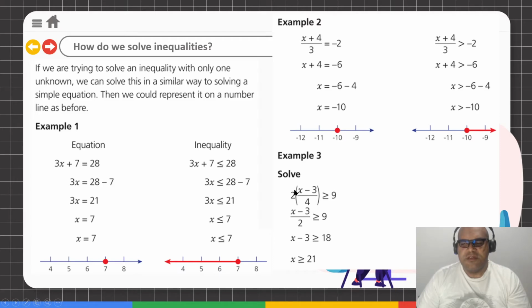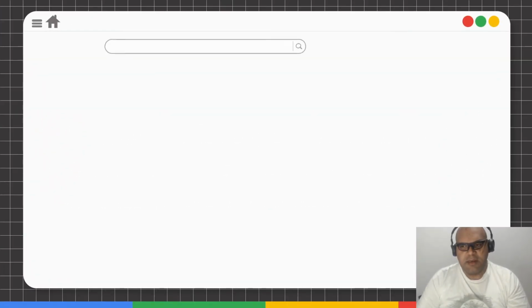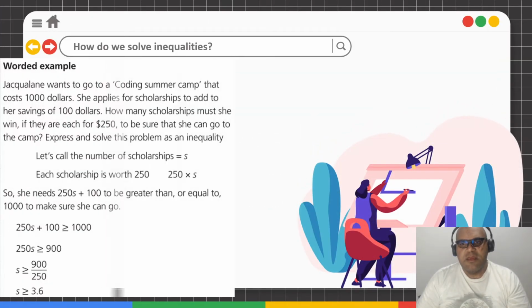Divide 2 by 4, that would be 2 here. Simplify the fraction, and after we have x minus 3 divided by 2. Move 2 by the opposite, which is dividing by 2. Multiply by 2 will be 18, and after move 3. The solution here is any x greater than or equal to 21.